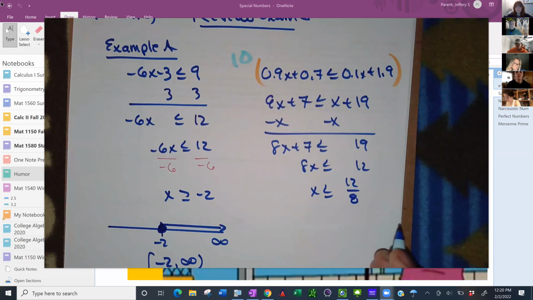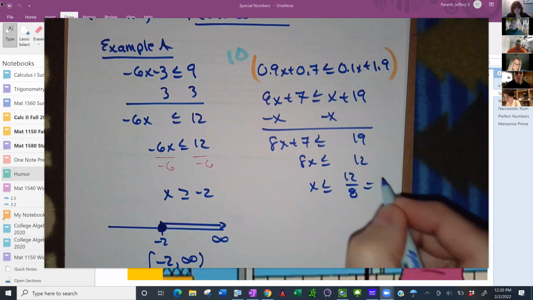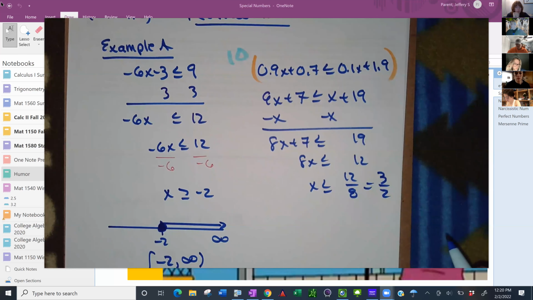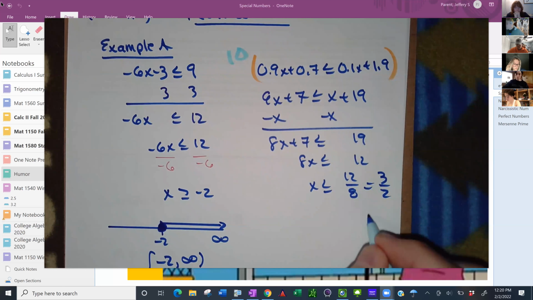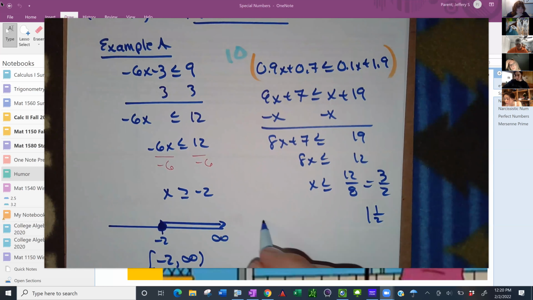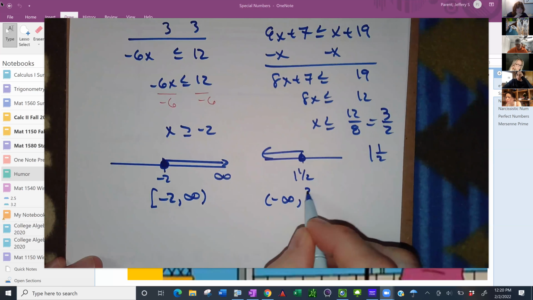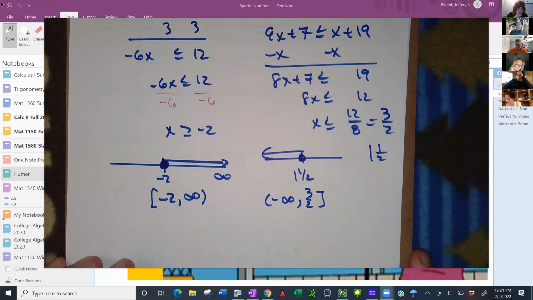Now in WebAssign, you don't necessarily need to put this in lowest terms, but for me, I'd prefer that you write it as 3 over 2. I don't care if you write it as 1.5, but I would like to see it in lowest terms. So as far as the graph is concerned, 1.5, solid dot, arrow to the left. This time our interval would be -infinity to, I like improper fractions better, 3/2 like that. So how's that one looking? Looking okay there? All right.